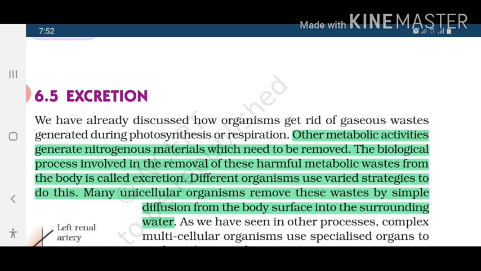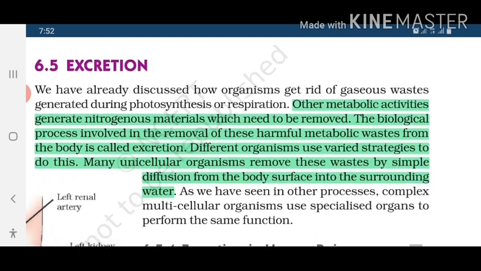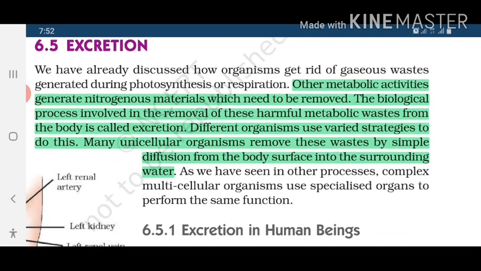Different organisms have different strategies to remove waste. Like unicellular organisms remove these waste by simple diffusion, as in amoeba it removes its waste by process of diffusion through contractile vacuole. And in multicellular organisms there are specialized organs to perform excretion. Now we will study about excretion in human beings.